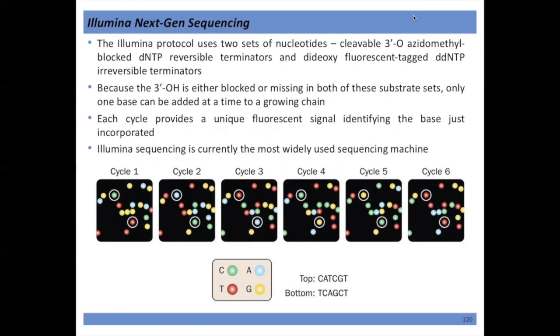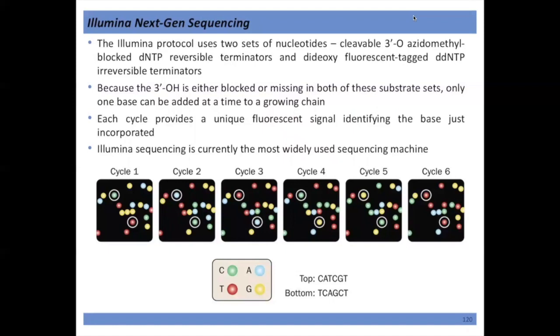So it uses 2 sets of nucleotides. It uses one that can react, but caps it and stops it so you don't get multiple growth on there. And then it uses one that has a fluorescent tag that can also be removed.